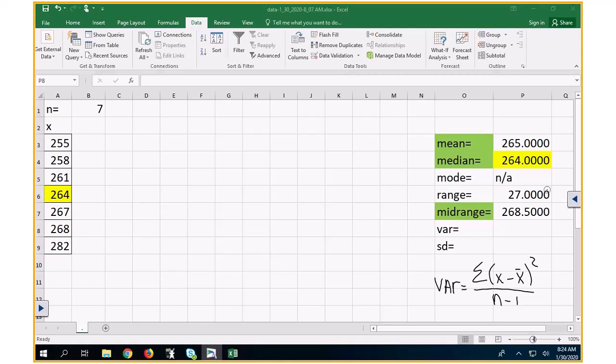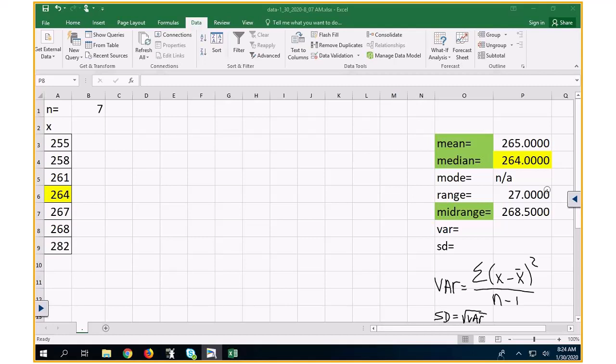Now, what is the relationship between the variance and the standard deviation? Good job. Standard deviation is equal to the square root of the variance, or the variance raised to the 1/2 power. So remember that. So now we got to do that.